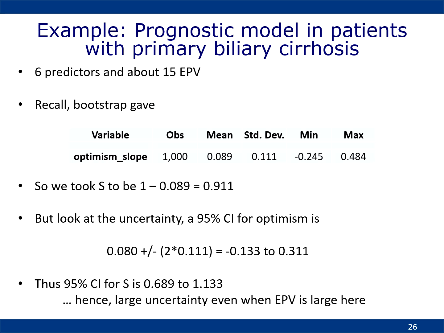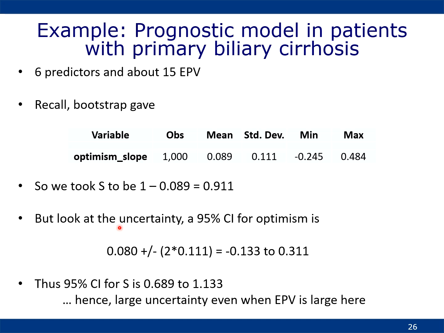And lastly, let's go back to our real example that we've used throughout the course in primary biliary cirrhosis. Remember, 6 predictors, we had about 15 events per variable, so we don't expect too much overfitting, and we didn't see too much overfitting. The calibration slope was about 0.911, so there is overfitting and it needs to be adjusted for, but it's not seemingly enormous.